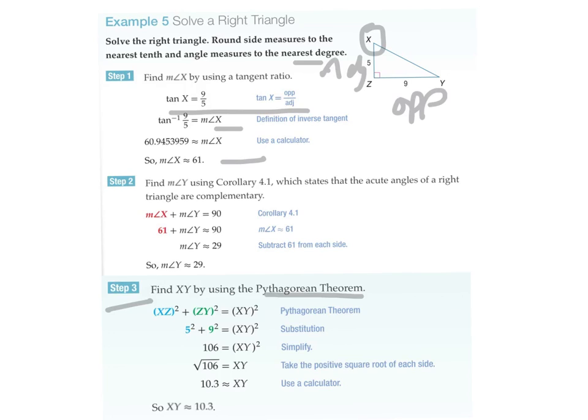Again, you've got that little bit of a check. If your hypotenuse, which in this case is slightly over 10, is smaller than the 9 or the 5, you know you've made a mistake with the calculations, all right? So always check your work.